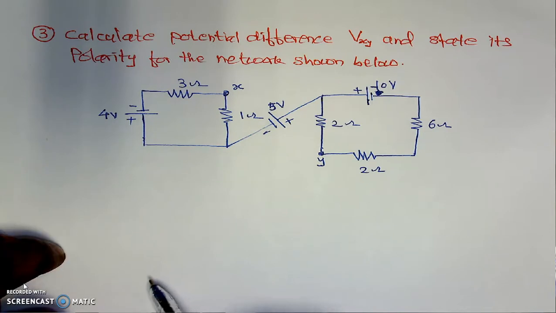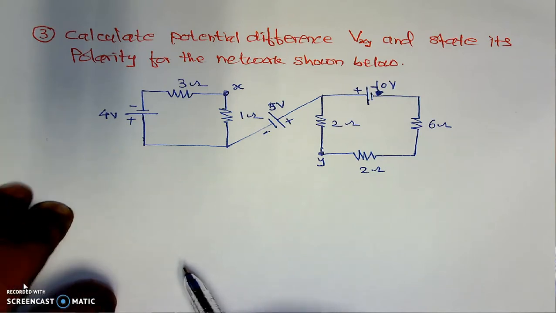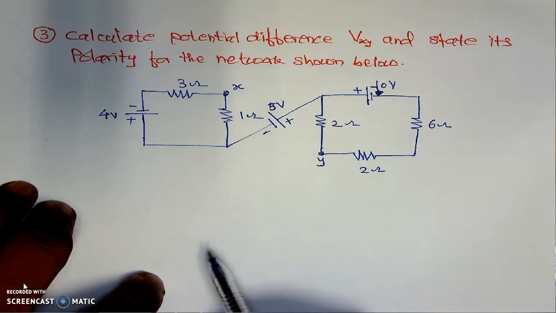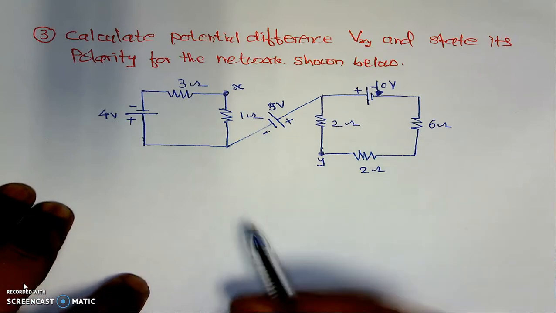Raisoni Institute of Engineering and Technology, and in this video we'll try to understand some complicated sums, or a few more sums, based on calculation by using KVL, that is Kirchhoff's voltage law. For this case, I have considered this example: calculate the potential difference Vxy and state its polarity for the network shown below. And this is the given network.